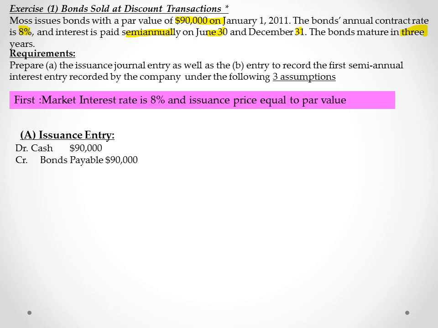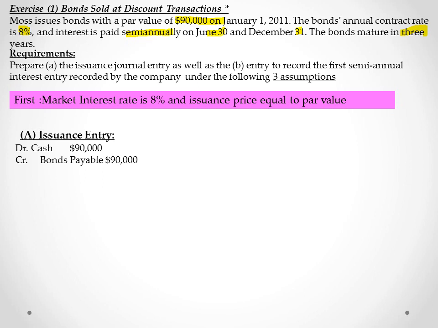Second requirement, we need to record the first semi-annual interest payment recorded by the company. The reason for asking about the first semi-annual interest entry is that the first entry to record interest expense will be like the second entry, like the third entry, like the fourth entry. They are all the same. Only the difference will be the date. So here the company will be paying interest 2 times a year. We need to calculate one of them because all of the rest will be the same entry.